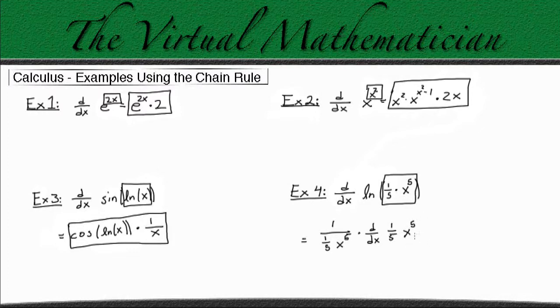So to take this derivative, we're just going to do a power rule. The 5's are going to cancel each other out, so we're just going to be left with x to the 4th. So this equals 1 over 1/5 times x to the 5th times x to the 4th. And we can simplify that by writing it as 5x to the 4th over x to the 5th, which is going to simplify again to 5 over x. And that's going to be the answer for example 4.